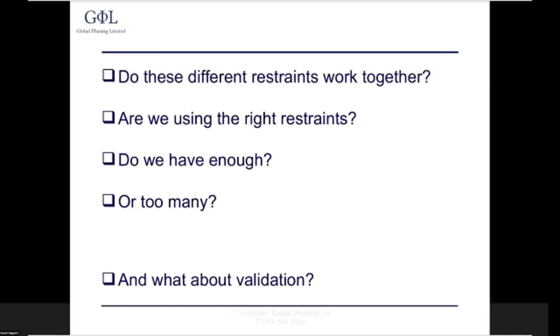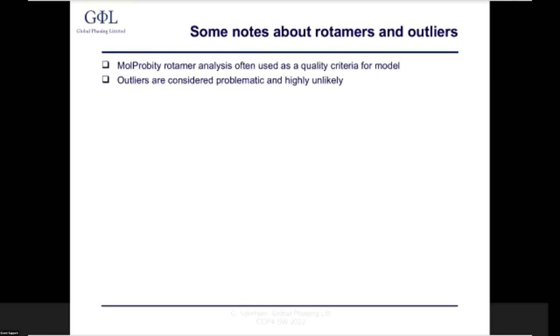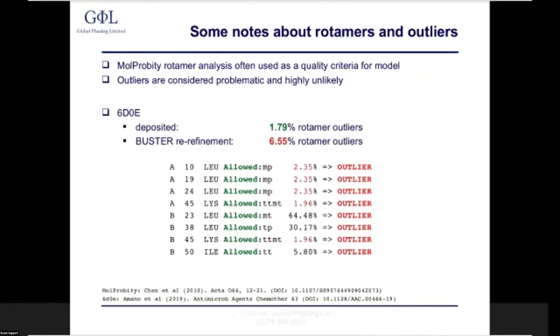Let's look at an example where refinement doesn't seem to go according to plan, at least when looking at the sidechain rotamer analysis performed by MolProbity. This kind of validation is often used to judge model quality, and outliers are considered problematic and highly unlikely. When taking, for example, the deposited 6DOE model and running Buster refinement on it, we go from 1.8% rotamer outliers to nearly 7%. This seems problematic, but looking closer, we see that a lot of those newly introduced outliers come from the allowed region of each rotamer, not from the favored region. Those are then pushed into the neighboring outlier category by Buster refinement.